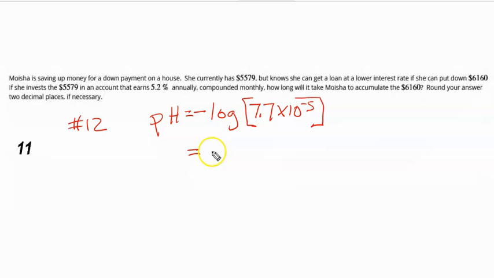So it's just going to be, in your calculator, negative log, and then a parenthesis comes up. Just put this in, times 10 to the negative 5 power, close parenthesis, and hit enter and see what you get. Well, I got rounded to 2 decimal places, 4.11, which is acidic. Remember, we said 7 was neutral. Anything above 7 was alkaline.